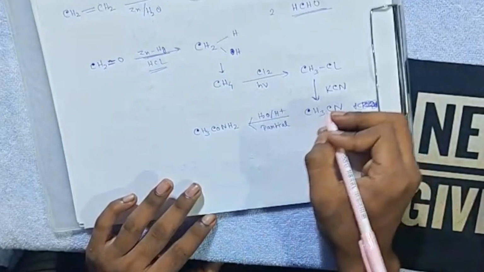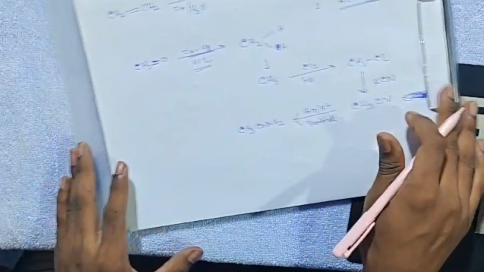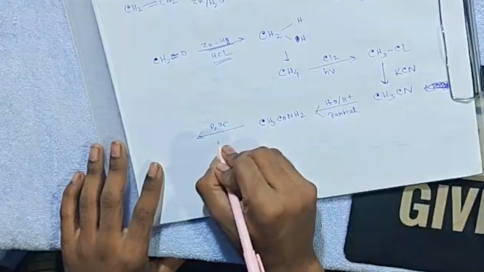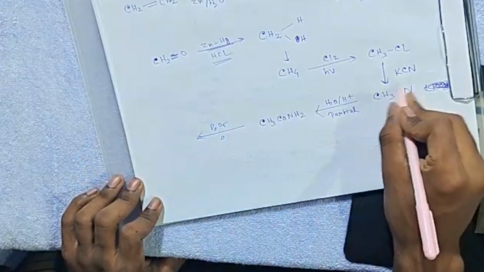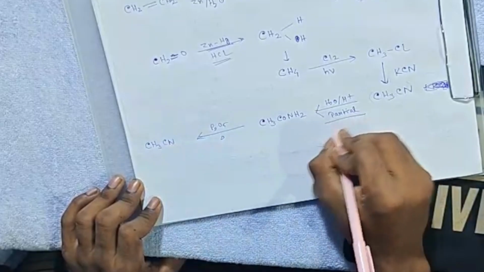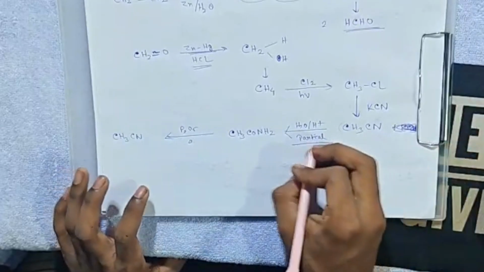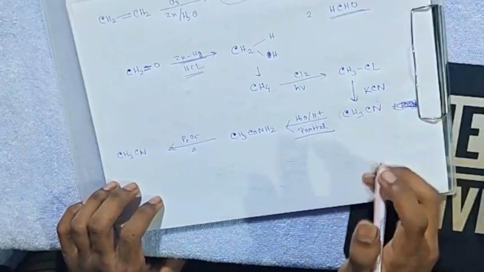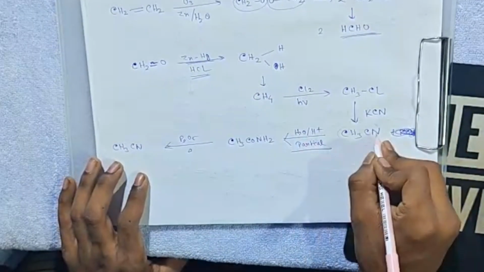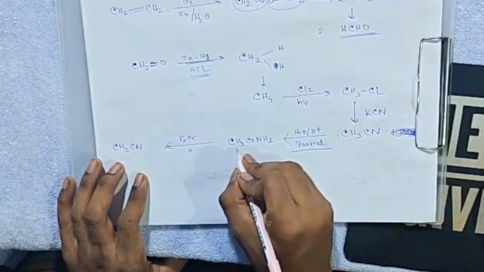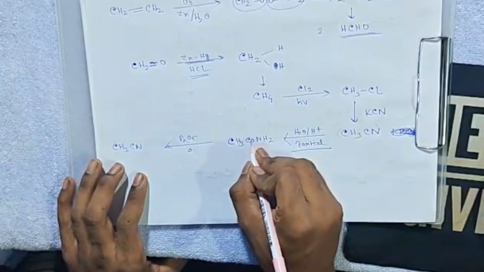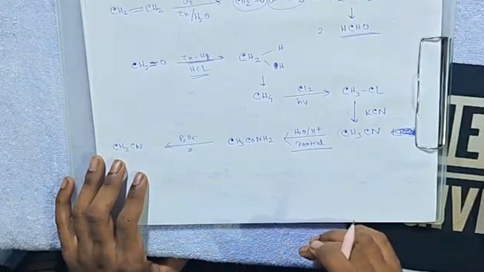Now in this CH3CONH2, if you give P2O5 and heat, then again CH3CN will form. It means the reverse of this reaction is P2O5. If you give H2O, H plus, partial on this CH3CN, then CH3CONH2 is formed. But when P2O5 is given on this CH3CONH2, CH3CN is formed.